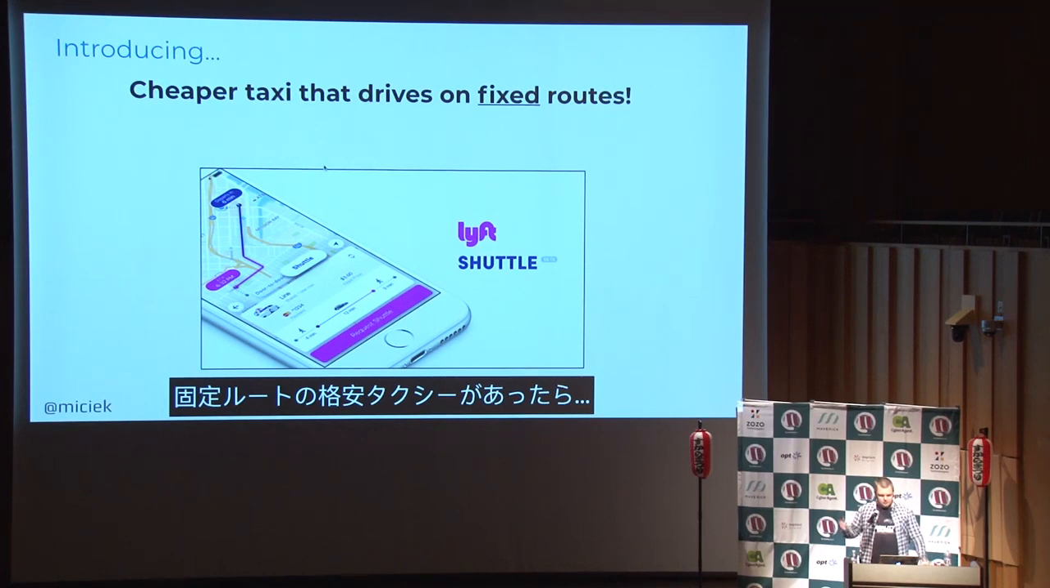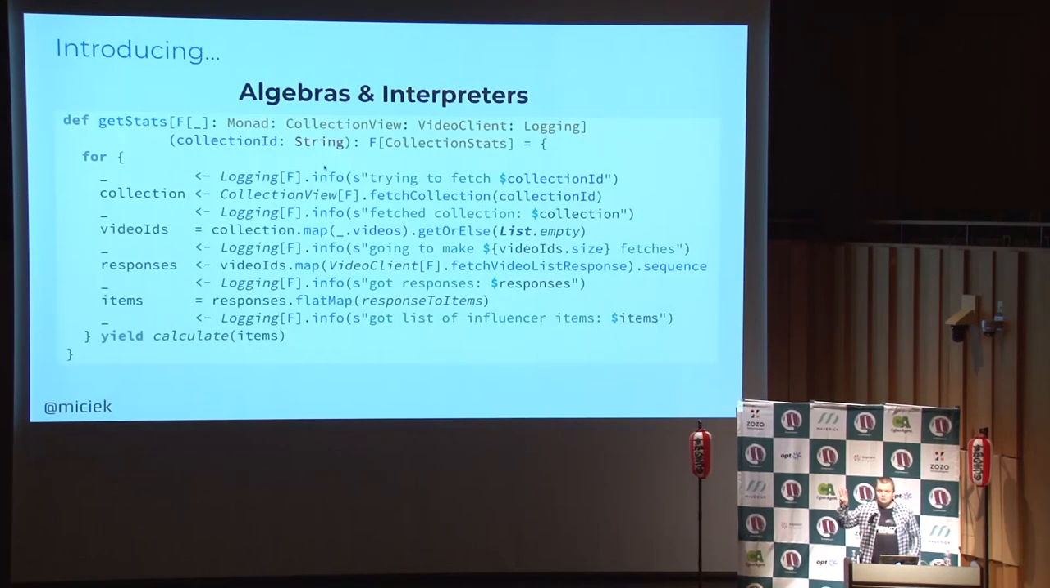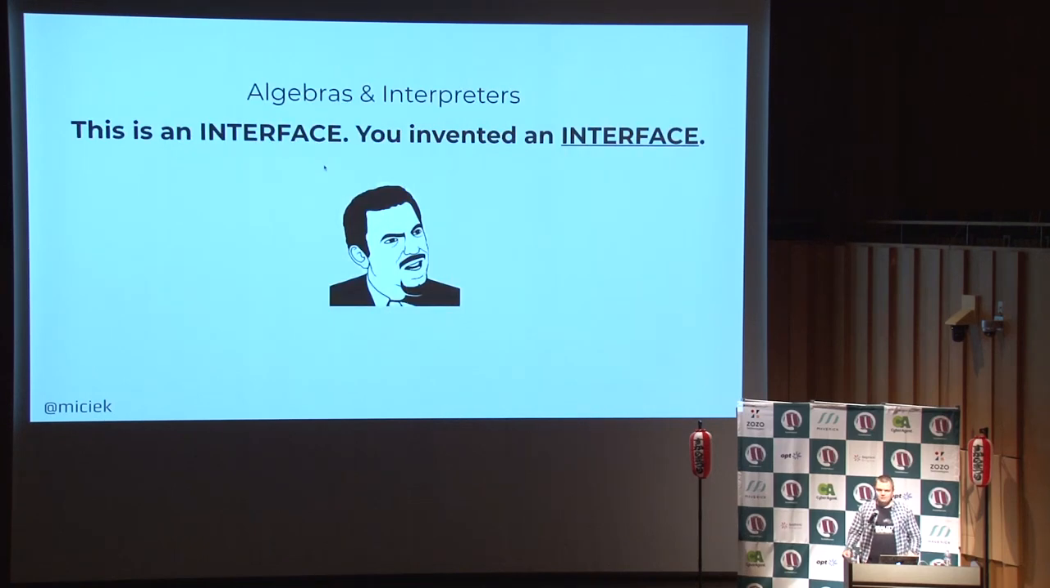They marketed it this way, 2 years ago: cheaper taxi that drives on fixed routes. So what did they invent? What do you think? A bus. They invented the bus. It's exactly the same. A bus goes a fixed route, you can hop on and hop off, right? So yeah, they invented the bus. And now the third example, algebras and interpreters, right? I'm telling you that it's all cool and isolated and you can implement your own isolated things. But what did I invent that already existed? Interface, right? Interface and implementation. This guy is talking about.